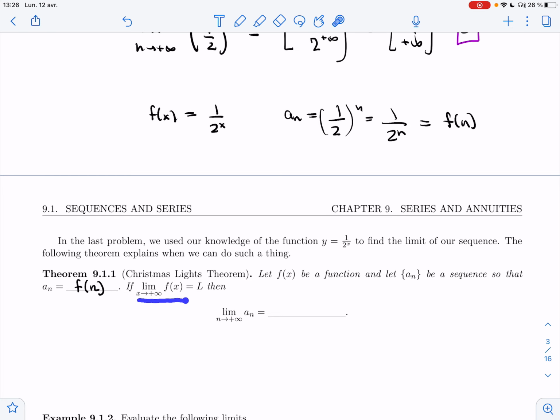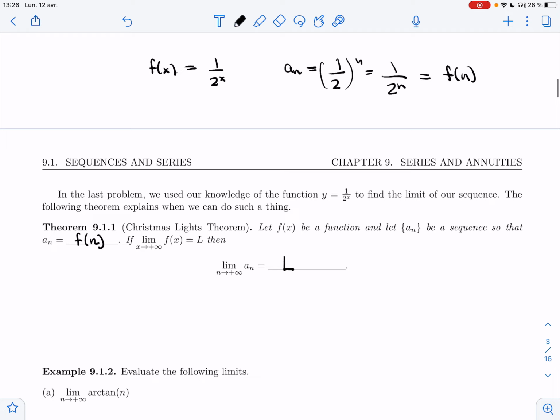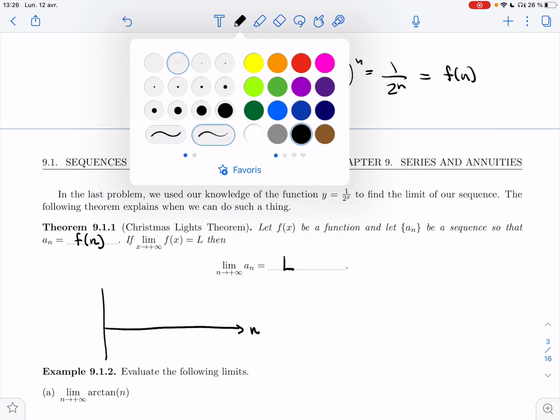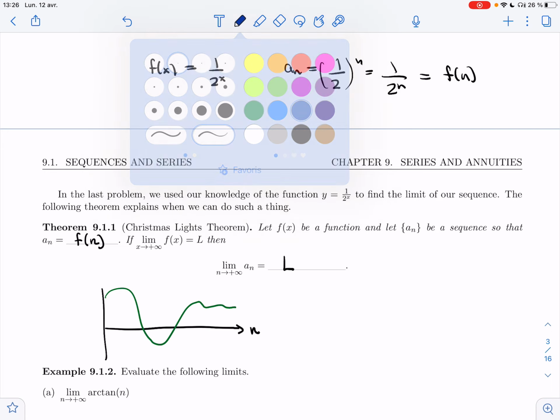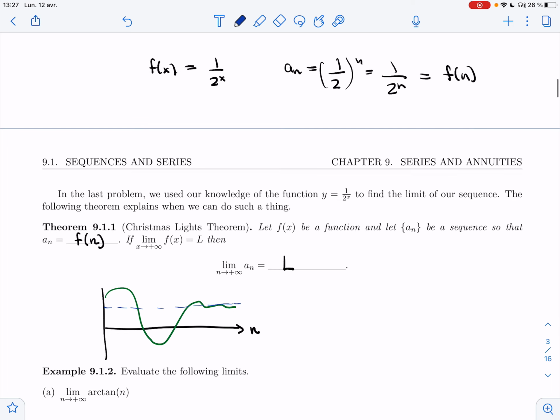If you know that the limit as x goes to infinity of f(x) exists and gives you L, then the limit of a_n gives you L as well. This is called, by me, the Christmas lights theorem, right? Just by me. The reason I call it that is you have your, let's say you have your n-axis and you have your graph. So let me draw the graph in green. All right, so you have your graph. And let's assume that it approaches the level L here.